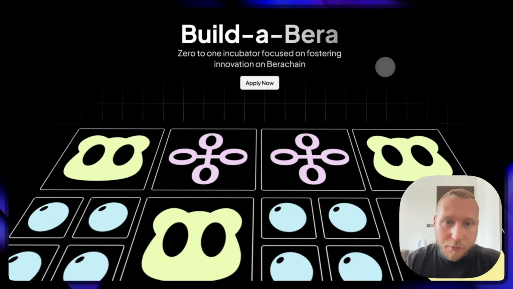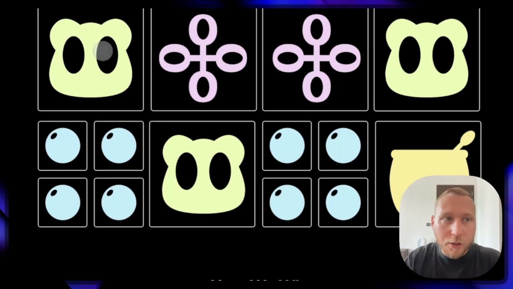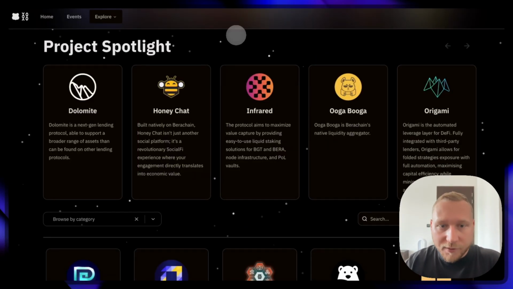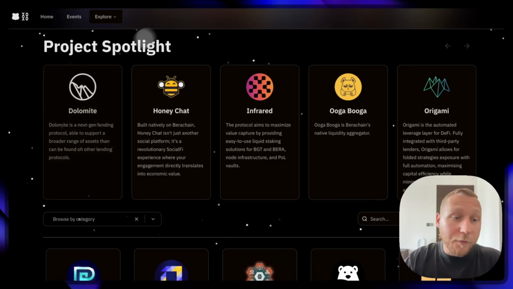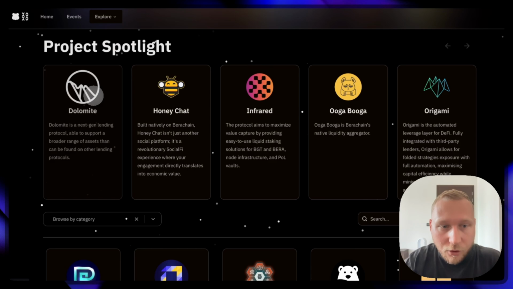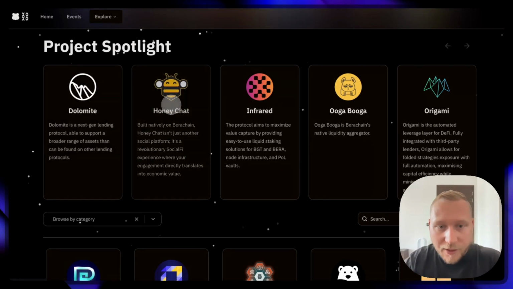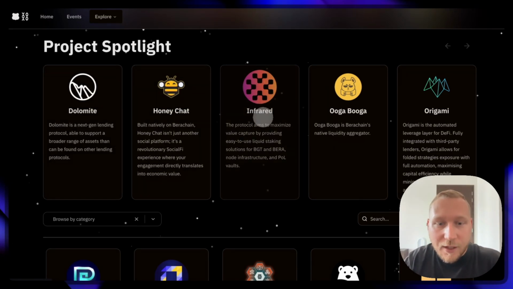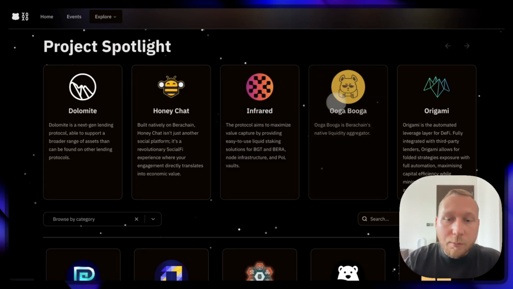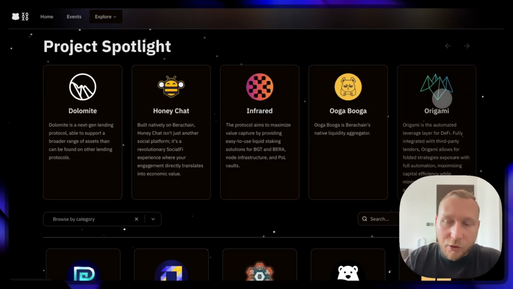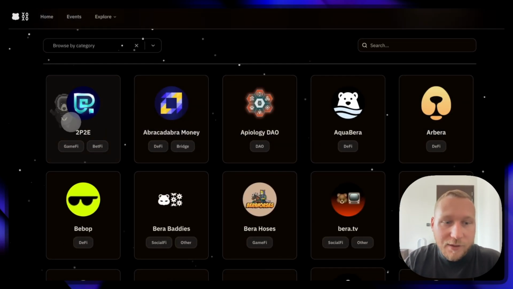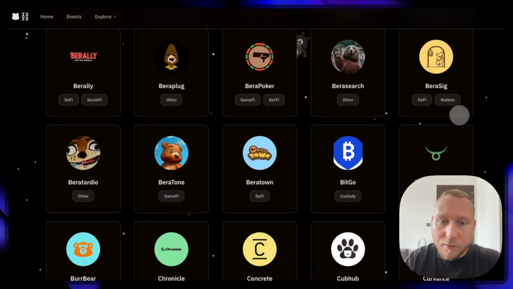On ecosystem.berachain.com, you can see a list of projects that are active in the Berachain ecosystem. They also have an incubator program where they support projects building on Berachain. Some of these spotlight projects are actually also part of the Build a Bera program. You have Dolomite, for example, which is a lending protocol, Honeychat, which is a social layer. Then you have Infrared, which is a liquid staking platform, Ooga Booga for native liquidity aggregation, or Origami, which is also a DeFi project. You can see countless projects listed here on the Berachain website.